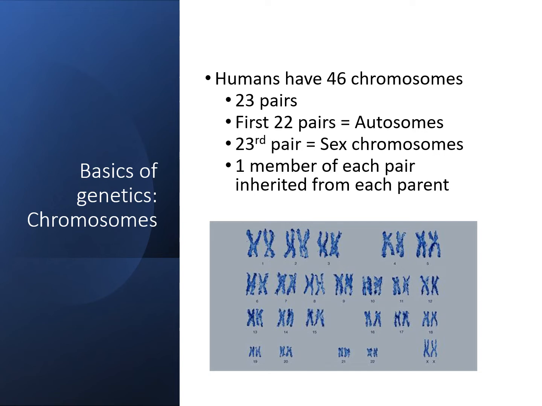As many of you know, humans have 46 chromosomes, and you can see an image of this on the screen below. We have 23 pairs, and the first 22 pairs are called autosomes, and the 23rd pair would be our sex chromosomes. And one member of each of these pairs is inherited from each parent.